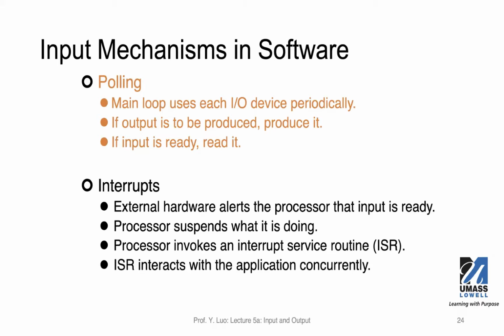It will go through several steps internally when the processor responds to such events. The processor will suspend what it's currently doing. It will invoke its corresponding interrupt service routine. And then the interrupt service routine will do the things it's supposed to do, and most of the time it will interact with the application.